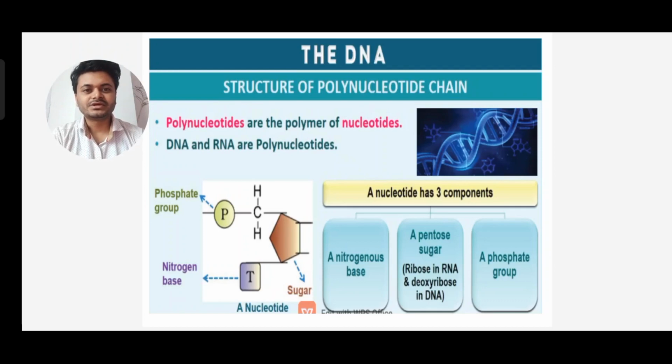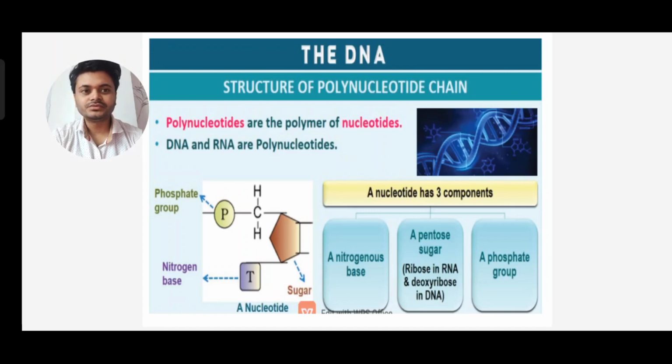In the structure, one is the phosphate group, that is P, then the nitrogen base, which in the diagram is thymine, and the sugar. This comprises a nucleotide. So again I repeat, a nucleotide constitutes nitrogen base, pentose sugar and phosphate. Nitrogen base and pentose sugar together make a nucleoside, so nucleotide is equal to nucleoside plus phosphate.